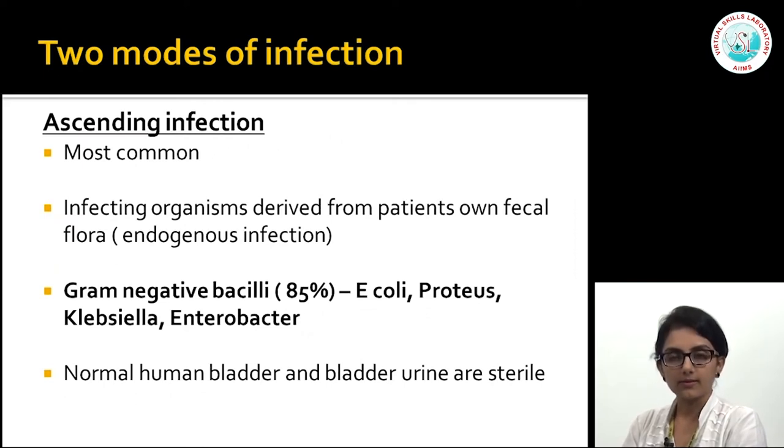There are two ways. The first and more common is the ascending infection, where the infecting organisms are usually derived from the patient's own fecal flora, therefore also called endogenous infection. So, the infection is mostly by gram-negative bacilli in 85% of cases, most commonly E. coli, Proteus, Klebsiella and Enterobacter. You must remember that the normal human bladder and bladder urine is sterile.